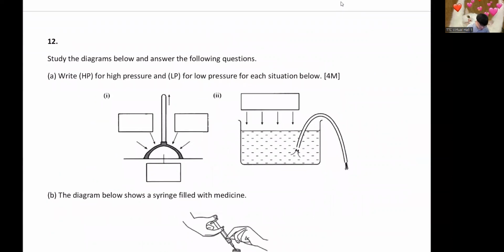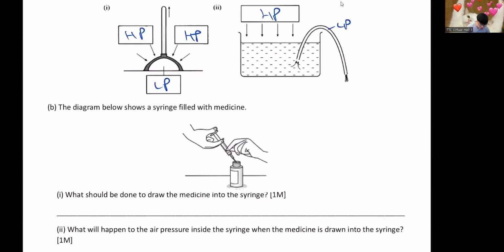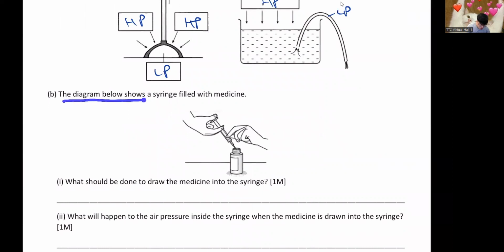So next, number 12, study the diagram below and answer the following question. So where is high pressure, where is low pressure? Right, this is last week. So inside there is low pressure, outside has high. That's why the high pressure presses on this thing, it's very hard for you to pull it up because of the high pressure. So same thing, high pressure here. Inside is low pressure. Again, he didn't ask for it, but just to let you know. So B, the diagram below shows a syringe filled with medicine. So this is the same as your straw.